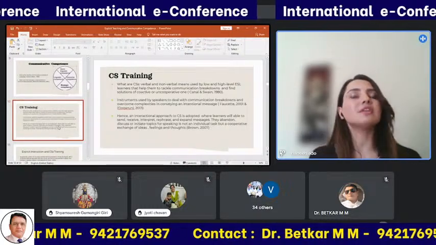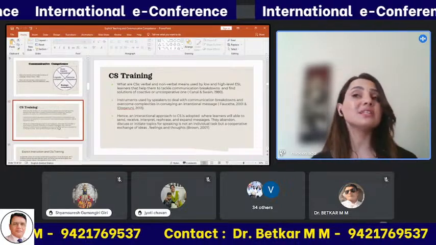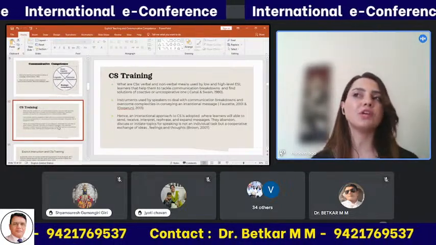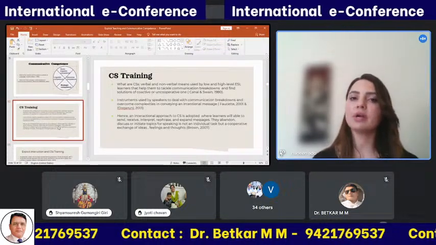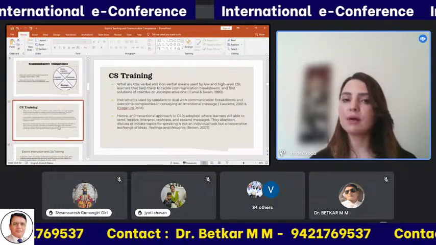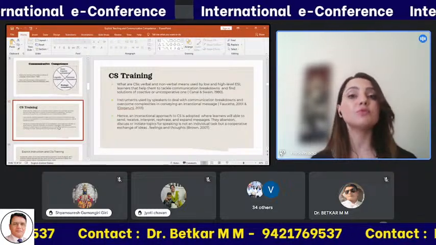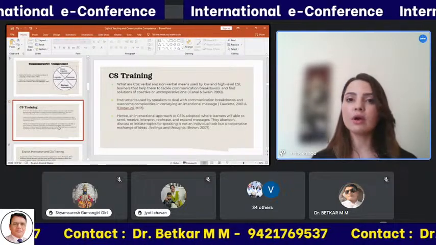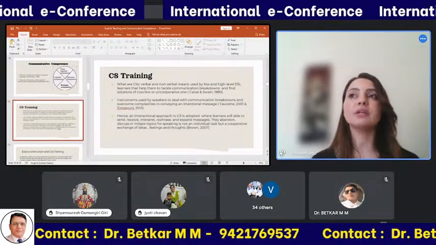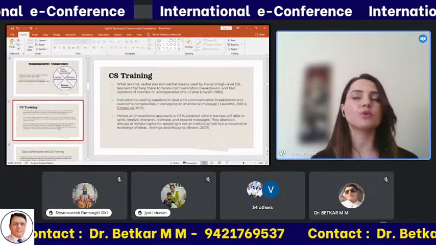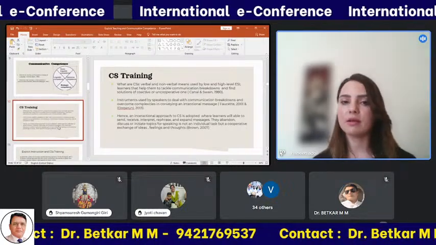They are regarded as verbal or non-verbal means. But these means can be used not only by high achievers, but also by low achievers, and this is my main target. So they use them in order to tackle communication breakdowns and find solutions, either alone, uncooperatively, or cooperatively. So we're focusing on more interaction and also on autonomy, based on Canale and Swain, 1980.